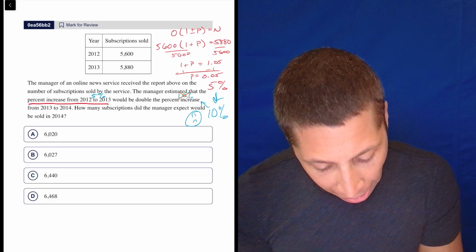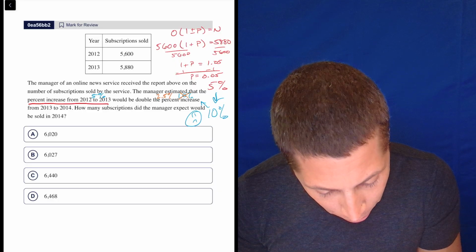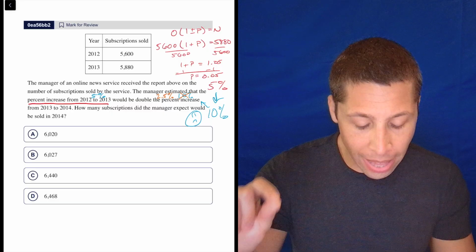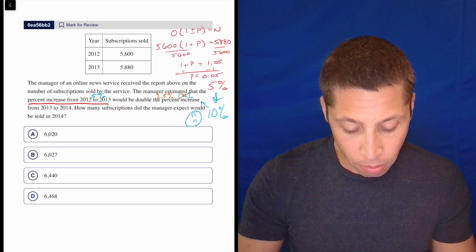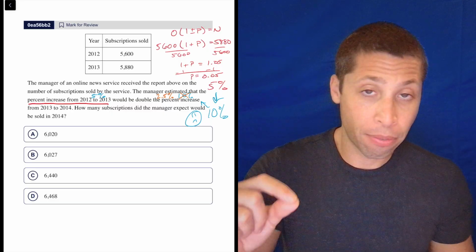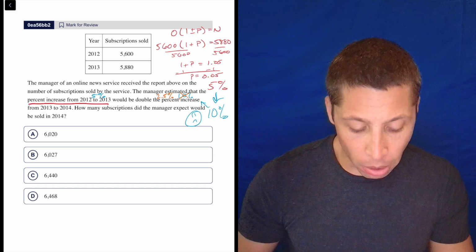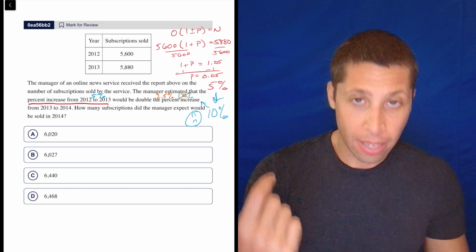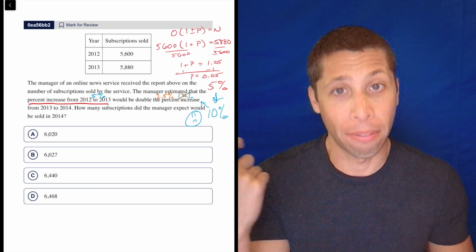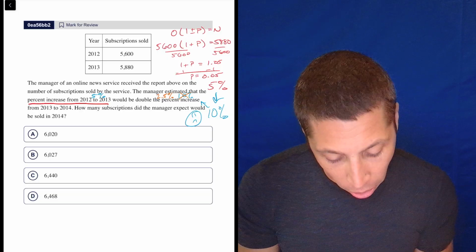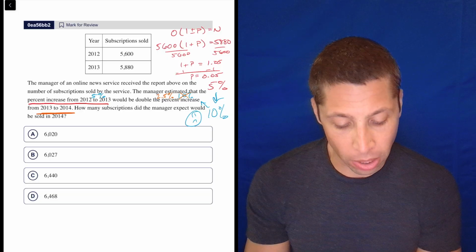We want to divide it in half. So it's actually 2.5% that we want. And if we plug that in the sentence, it makes much more sense, right? The manager estimated that 5% would be double 2.5%. Yes, 5 is double 2.5. That does work. So that is our percent increase from 2013 to 2014.